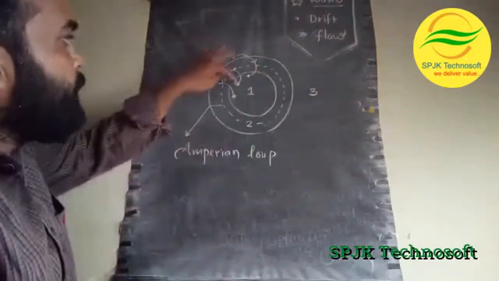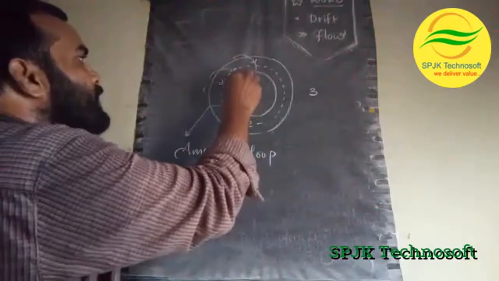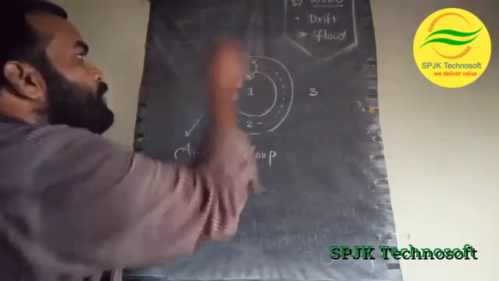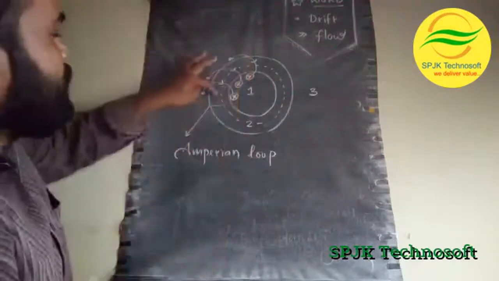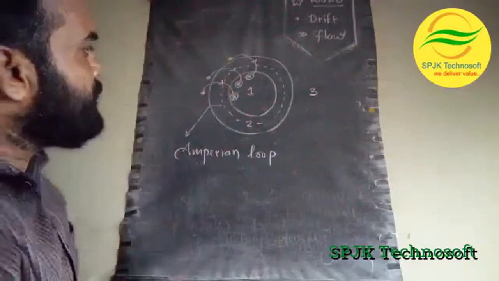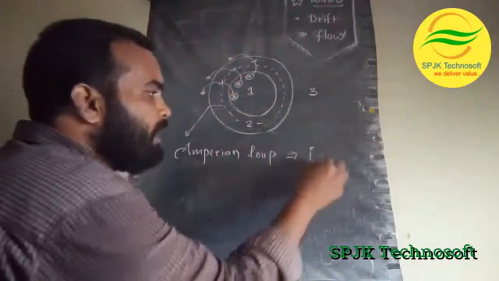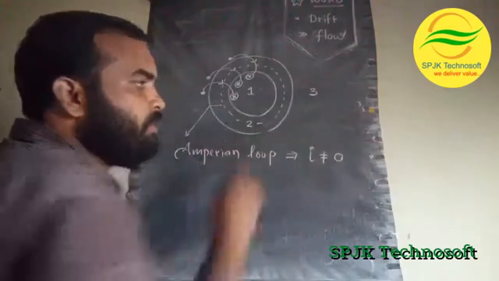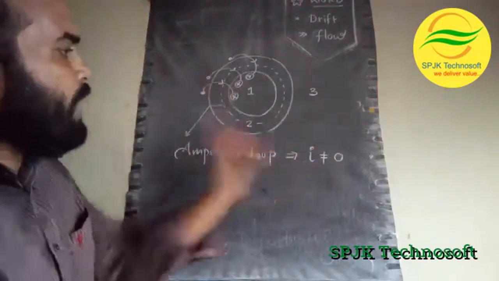Whenever currents are going into the plane, we take crosses. They are representing into the plane. Here they are represented by dots. Here the Amperian loop encloses only one direction of the currents. That's why the current enclosed is not equal to 0, and it is equal to the I value.